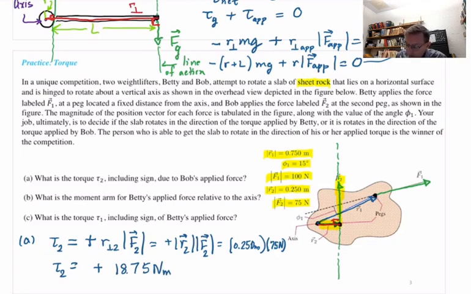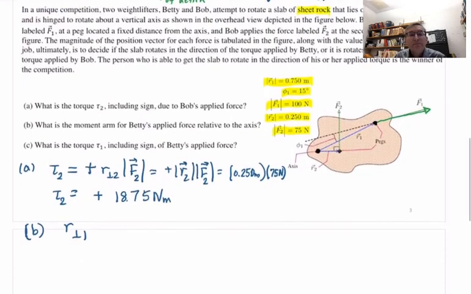Part B, what is the moment arm for Betty's applied force relative to the axis? So now apparently we're moving on to Betty's situation. So I'm going to get rid of some of the drawing I've done so that we don't have a lot of distraction. Now we're focusing on R1 and F1. And we want the moment arm, R perp 1. Oh, let me make sure we can see that. Okay, R perp 1. You got to be able to identify it correctly in the picture.